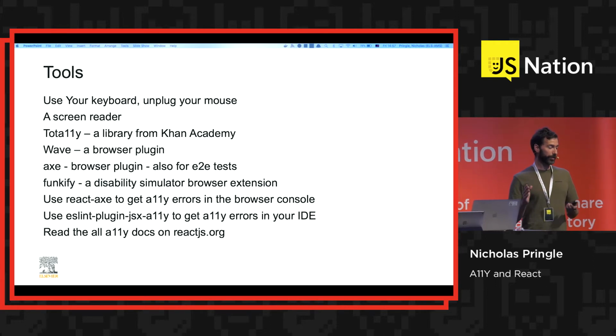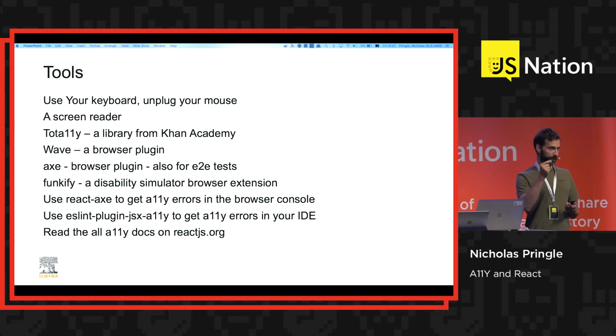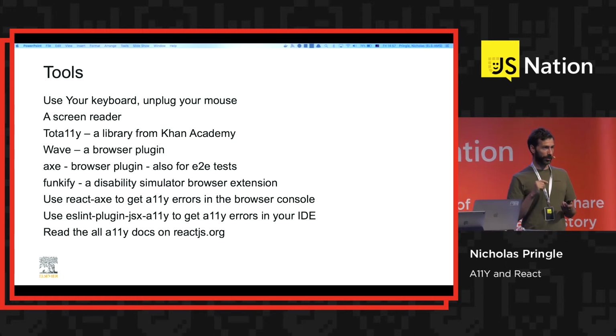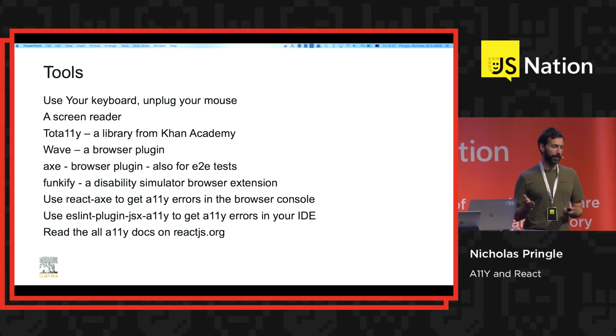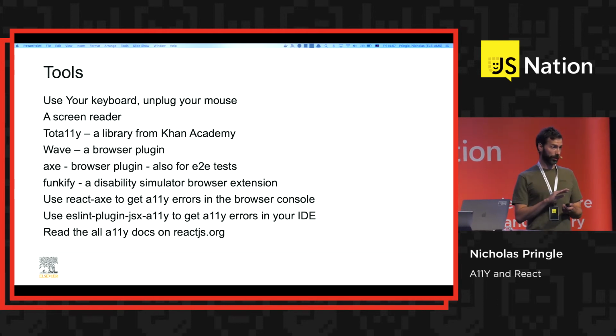And then there's some easy wins. If you run React Axe in your application, you'll actually see accessibility errors in your console, and that's great while you're developing. Every time the dev server reloads, you'll get a list of the accessibility errors. And another easy win is using the ESLint plugin jsx-a11y. There you'll actually see accessibility issues in your IDE. Finally, read the accessibility docs on reactjs.org. They're really good docs. They cover a lot of content, and they link to a lot of other content.